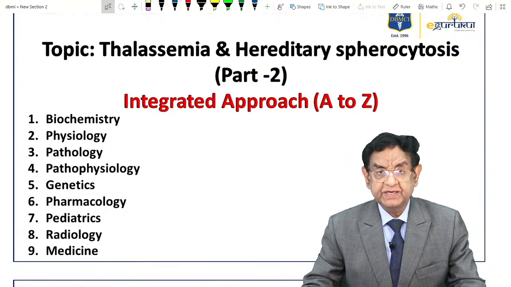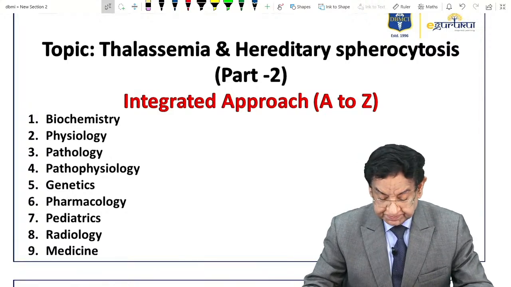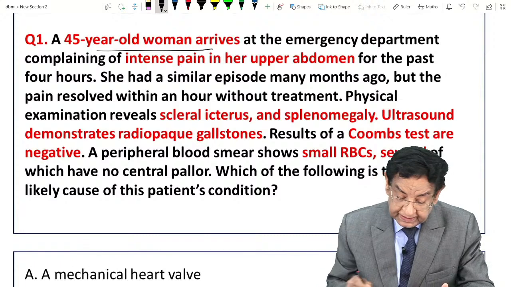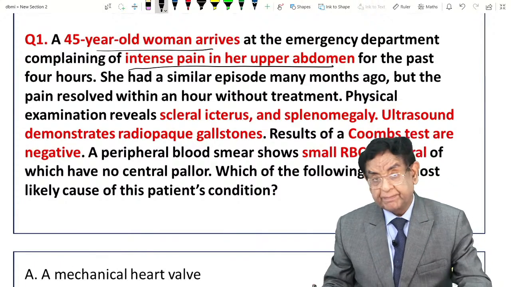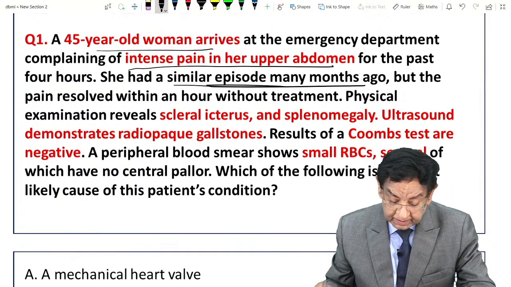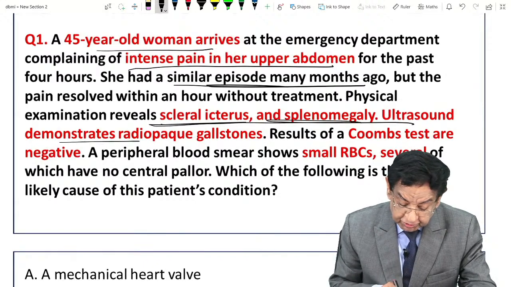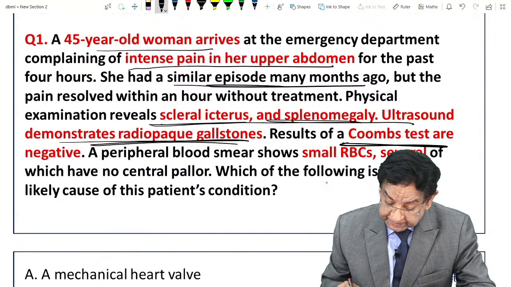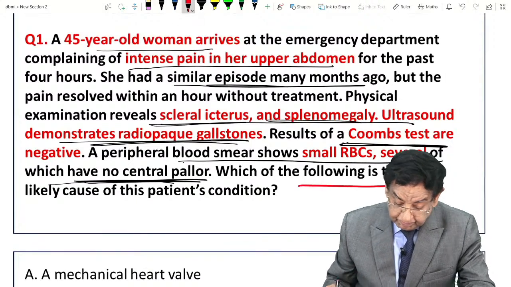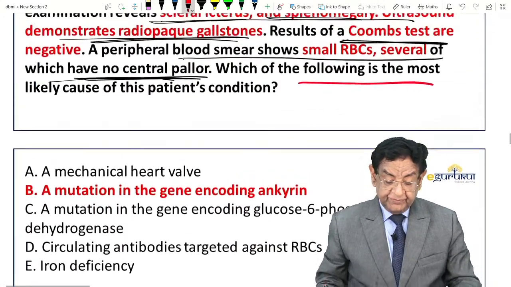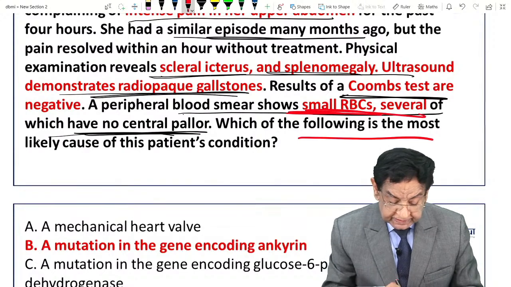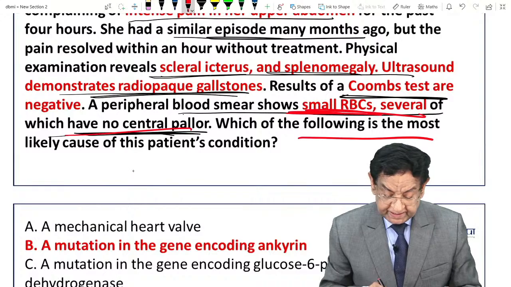Part 2 of thalassemia and hereditary spherocytosis. We are given a 45-year-old woman with intense pain in the upper abdomen. She had a similar episode many months ago. Jaundice is there, splenomegaly, and ultrasound shows opaque gallstones. Coombs test is negative. Small RBCs, several of them have no central pallor. Most likely cause: small RBCs with no central pallor is typically what we see in hereditary spherocytosis.